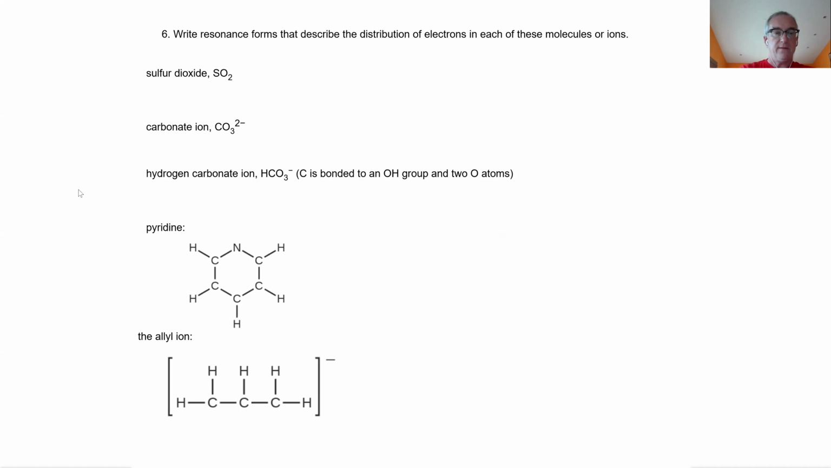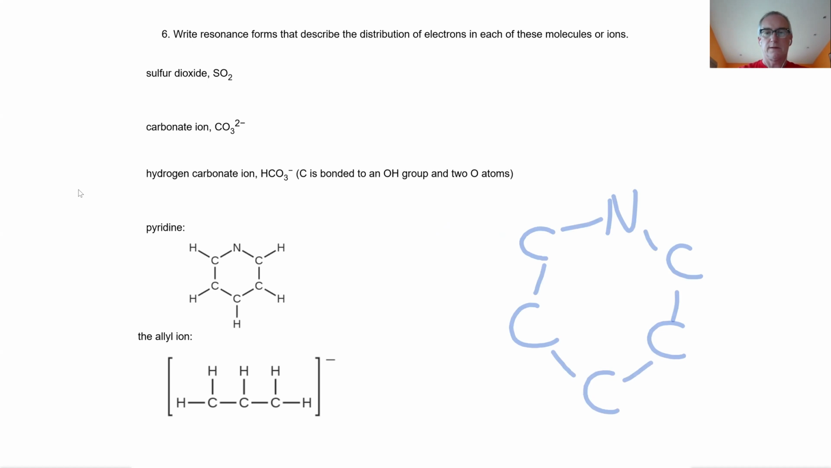So here we have pyridine. Pyridine is a particularly nasty chemical that you do not want to mess with. So how would we draw that one? We've got carbon, carbon, nitrogen, carbon, 1, 2, 3, 4, 5, 6. Okay, so how do we start?